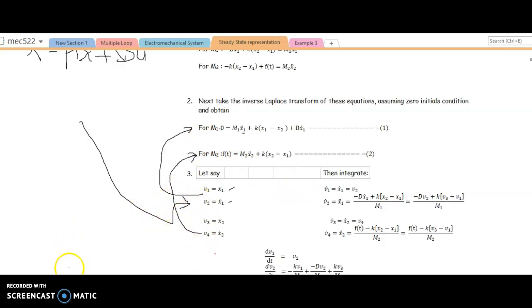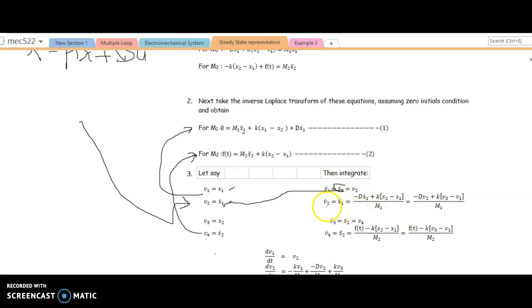Dah let's say dah consider dia punya term ni, V1, V2, V3, V4. Next kita integrate V1 dot equal X1 dot equal V2. Bila awak nampak V2, nampak X1 dot, X1 dot actually this one. That's why untuk this, X1 dot equal this V2. So you just put V1 dot equal dengan V2.